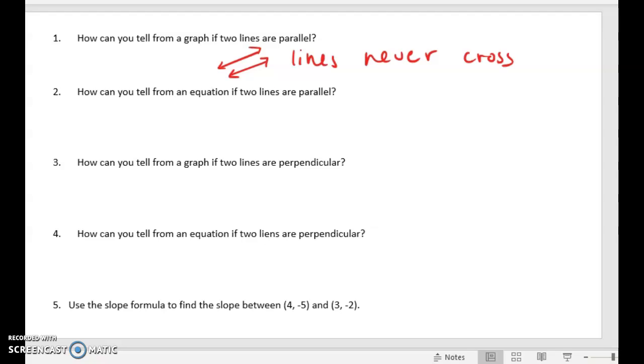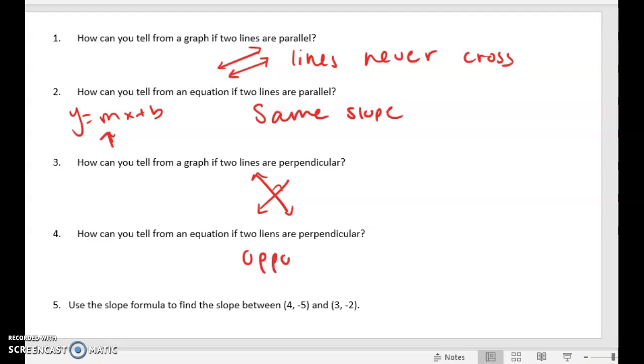How can I tell from an equation, and it's the m I'm looking for, they have the same slope? How can you tell from a graph if the two lines are perpendicular? Again, we found that those lines are perpendicular if they form that 90-degree angle. Okay, so how can you tell from an equation? They have opposite reciprocal slopes.